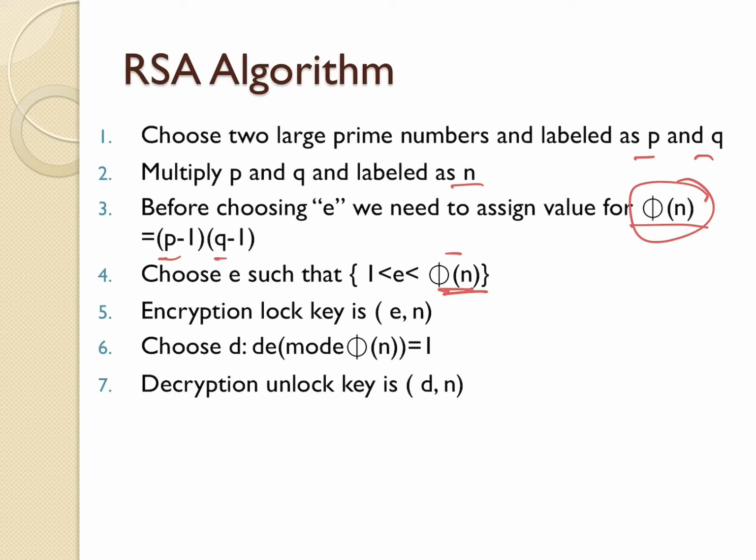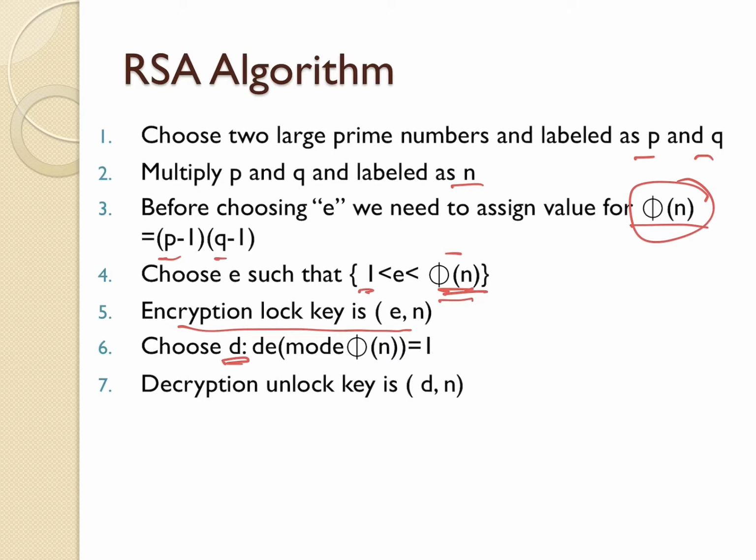After finding the pi of n, we have to choose an E. It has to satisfy two properties: E should be greater than 1, but less than this pi of n. That's how we find the encryption lock key, that is E comma n. Now the sixth step is choosing the D. D is nothing but the decryption, and it has a formula: D times E mod pi of n is equal to 1.